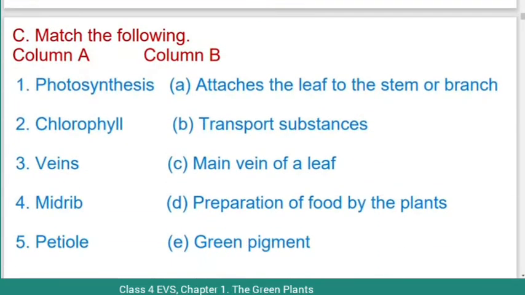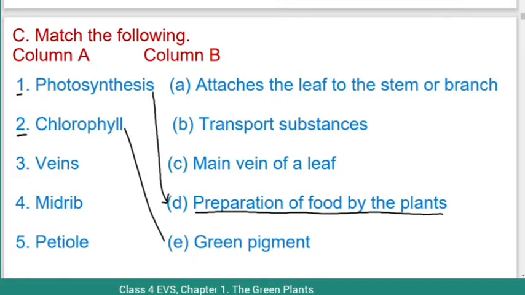Now section C, match the following. Here column A, column B are given. You have to match column A with column B. First one is photosynthesis. Photosynthesis is D, that is preparation of food by the plants. Second one, chlorophyll. Chlorophyll is E, that is green pigment. Chlorophyll is a green pigment.